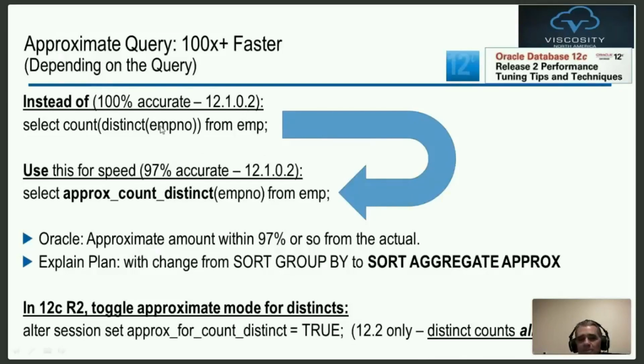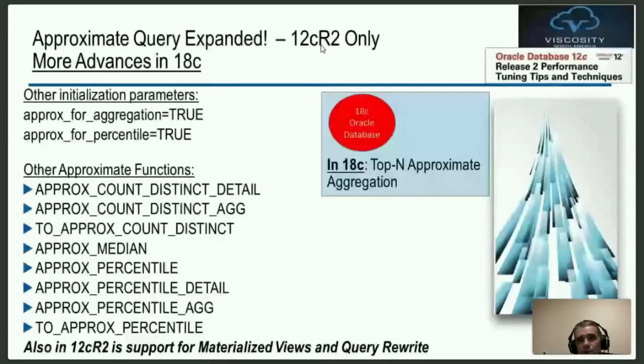Keep that in mind. Also in 12.2 only, I have a bunch of other approximates, approximate median, percentile, aggregate, and so on. You can see those. I could also have support for materialized view and query rewrite that I did not have in 12.1. In 18c, we're going to see you can do a top and approximate aggregation as well.